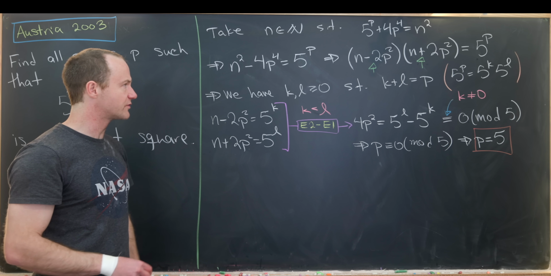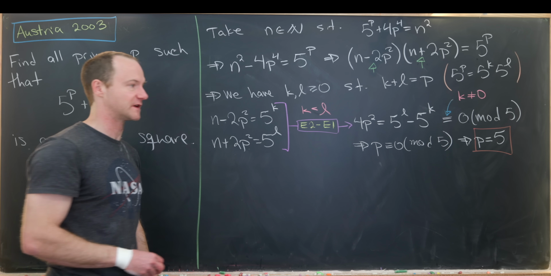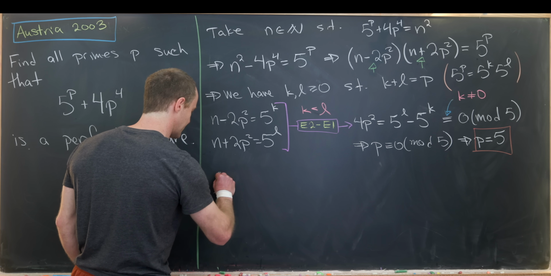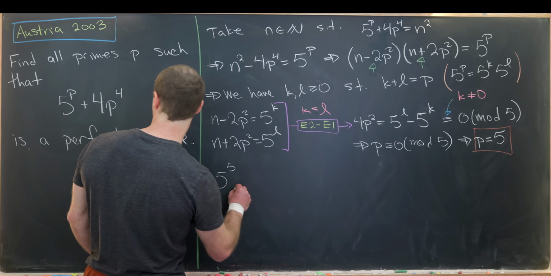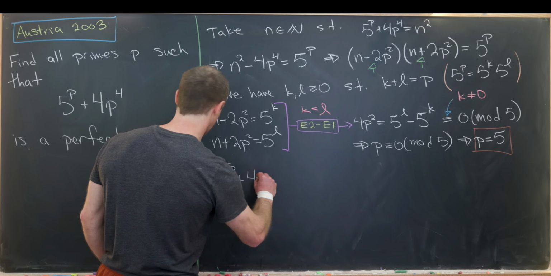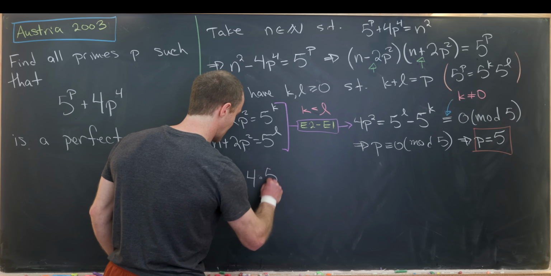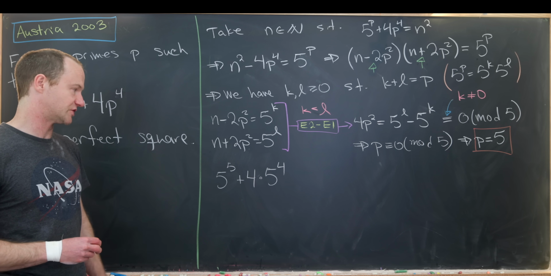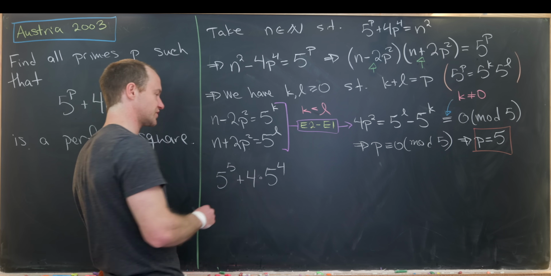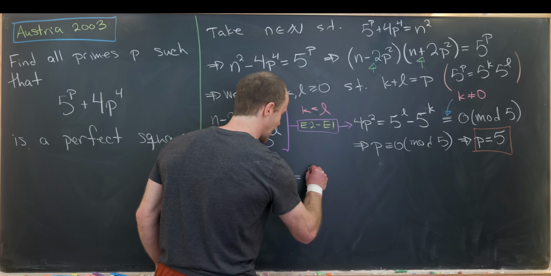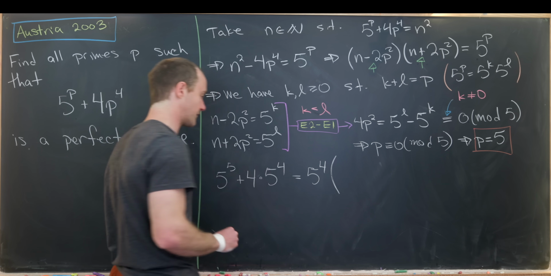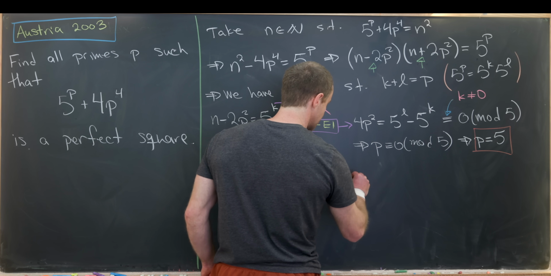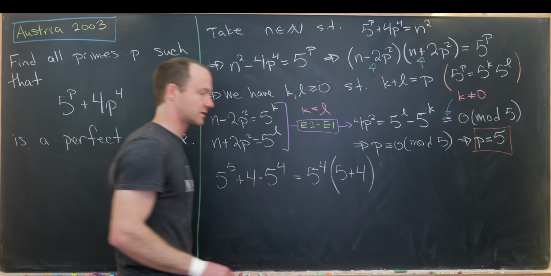Okay, so let's run through that and see exactly what perfect square we get. So we'll plug that over here. So we're going to have 5 to the 5 plus 4 times 5 to the 4. So maybe just doing the big calculation would take a long time and not be super interesting. But let's notice that we can factor out a 5 to the 4 from this entire thing, leaving us with 5 to the 1 plus 4.